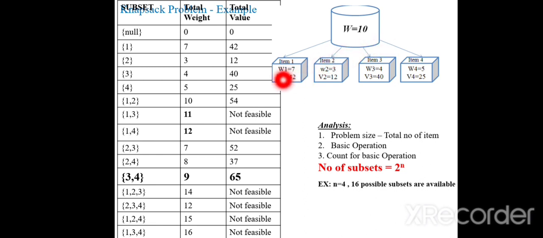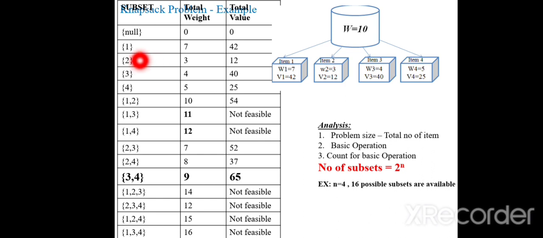Item 1's weight is 7, value is 42. Item 2's weight is 3, value is 12. Item 3's weight is 4 and value is 40. Item 4's weight is 5 and value is 25. Now consider the next subset. The next subset will be 1. That is, we are going to consider only one item, the first item, into the knapsack. The total weight becomes 7 since the weight of item 1 is 7, and the total value is 42, the value of item 1 alone.